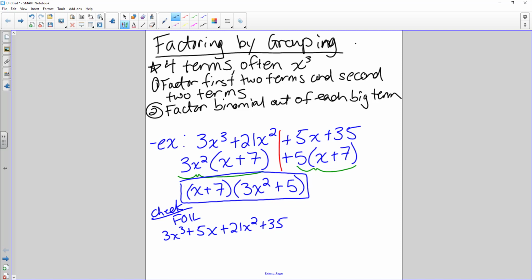So my answer basically, I have the common binomial, the thing they have in common, first, and then in my second set of parentheses, I have the leftovers. In this case, it was 3x squared and the plus 5 left over in front. So when I do this grouping, I'm always left with 2 binomials, so that when I FOIL it out, I get those 4 terms. Okay, let's do one more.